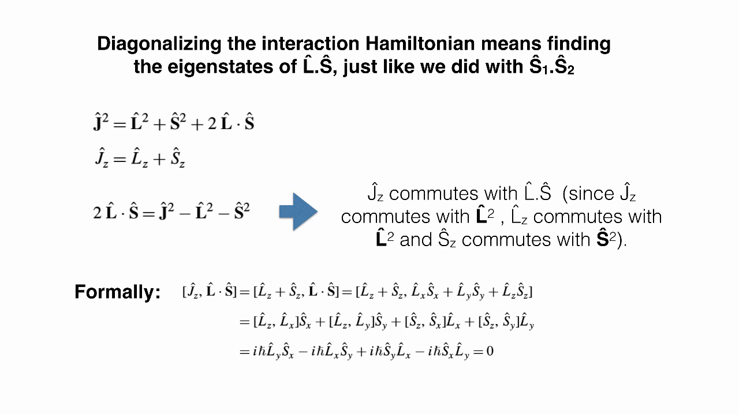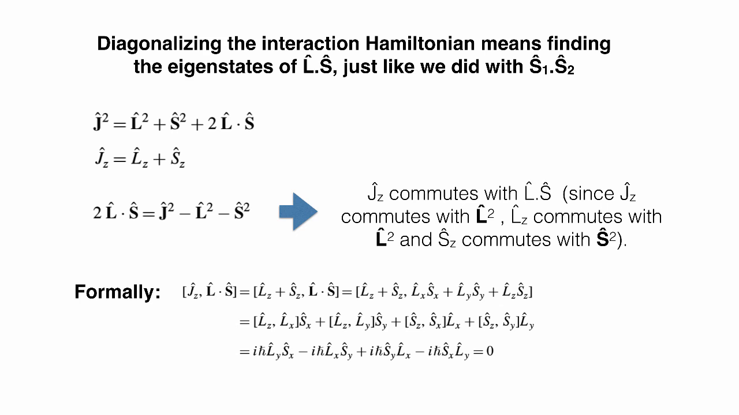And then we can replace L dot S by its expression, which is Lx Sx plus Ly Sy plus Lz Sz. Then we end up with the commutators that we know well, like [Lz, Lx], [Lz, Ly], [Sz, Sx], and [Sz, Sy]. And it turns out that all the terms cancel out. When they cancel out, that means that Jz does commute with L dot S.